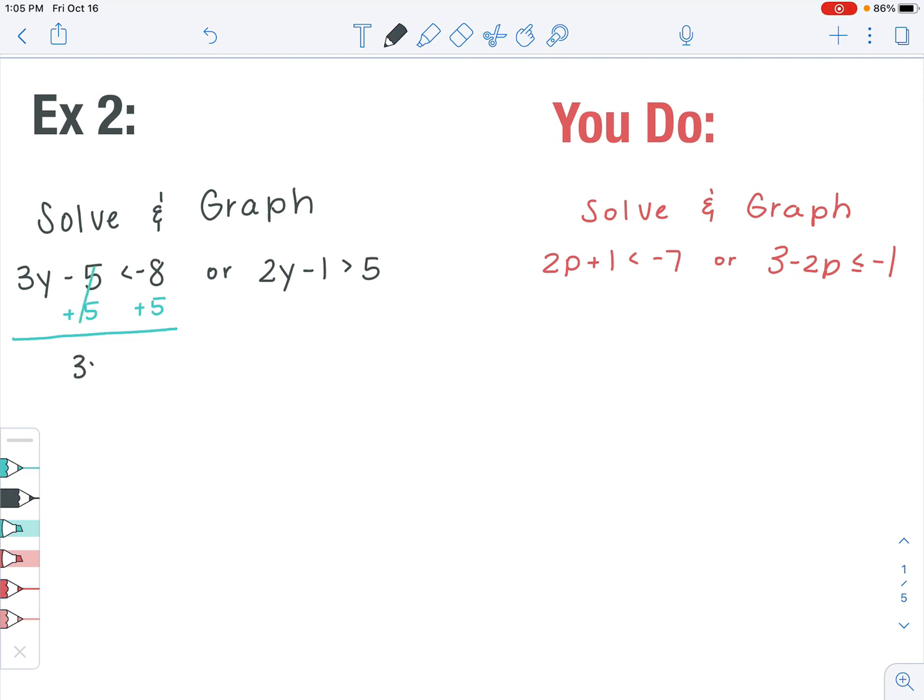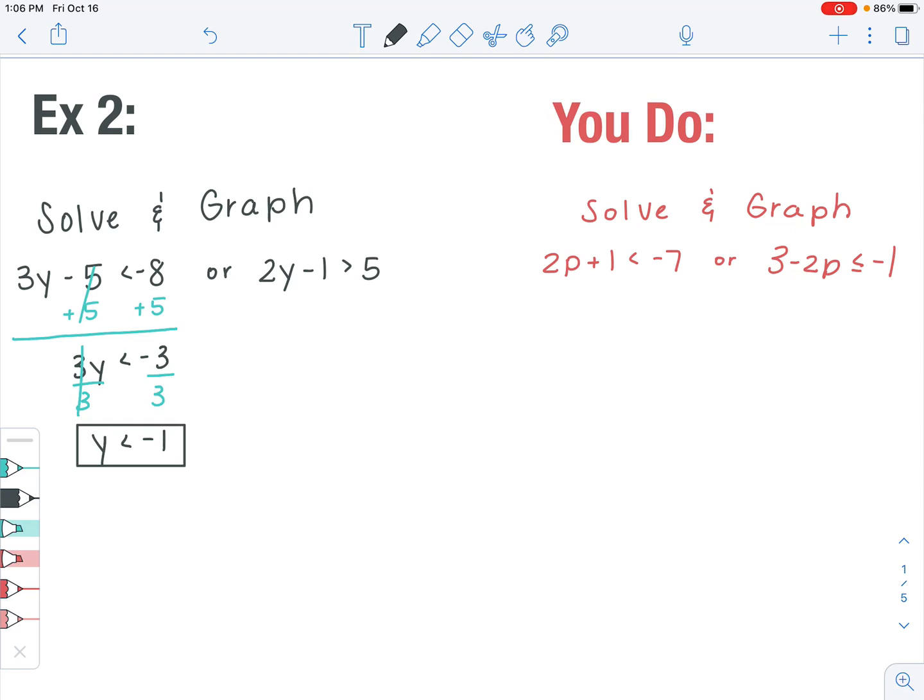That leaves me with 3y is less than -3. Now I've got to divide by 3, which leaves me with y is less than -1. I didn't flip the sign because I didn't divide by a negative number. Both sides I divided by +3, so I didn't have to flip the sign.